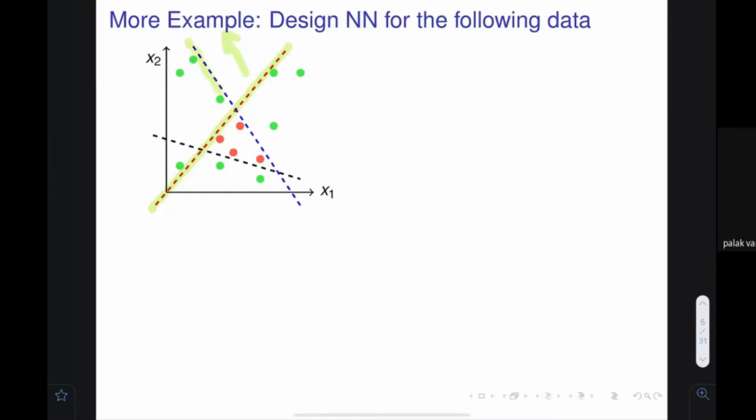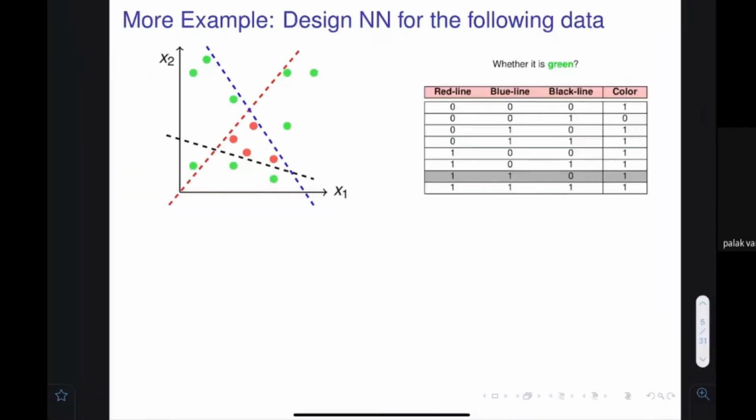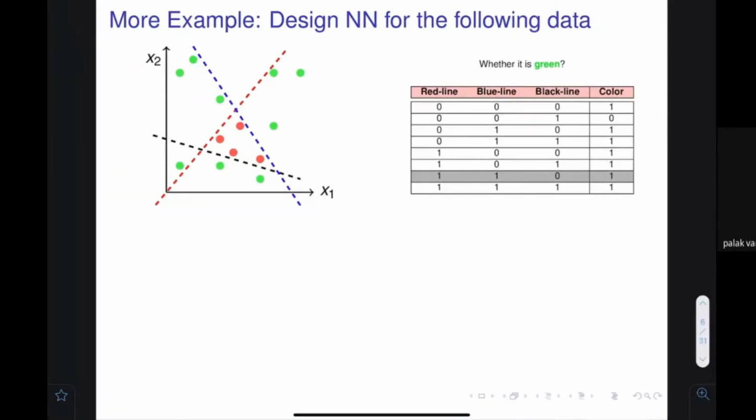I draw this line. I say that on one side I am correct, on the other side I have a problem. I draw this line, same thing. Make sense? So what do I mean by this? Please be careful about what I'm telling. I am right now drawing 3 lines: the red line, blue line, black line, and I want to find out what is the color of my items.